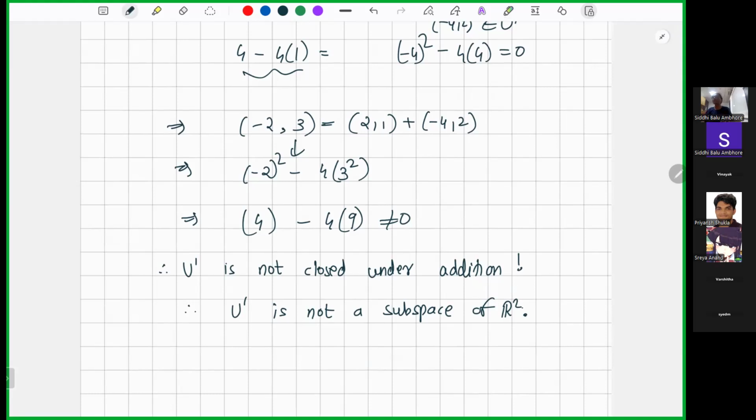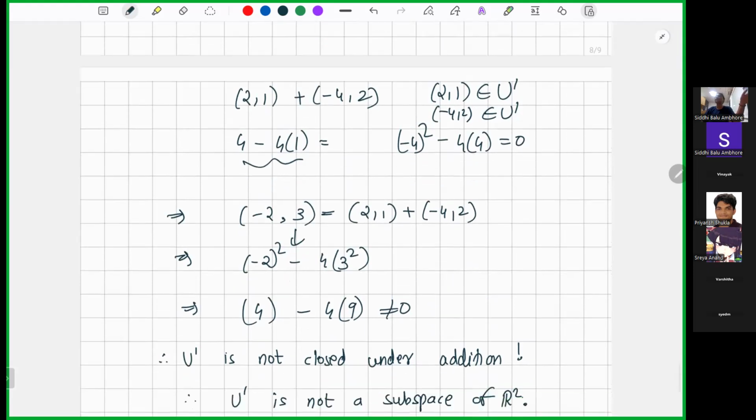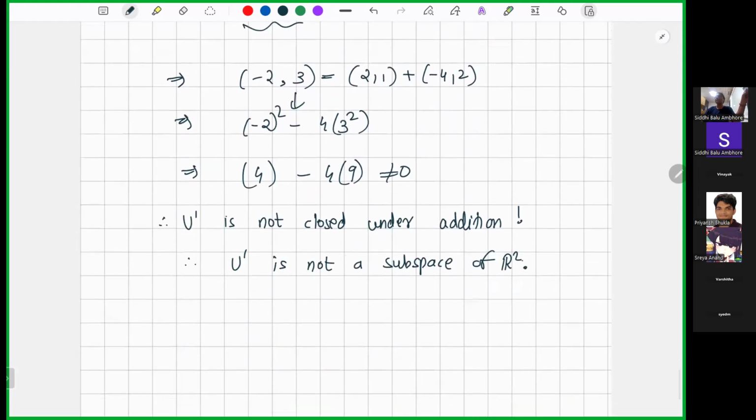Is this okay? We were just checking the conditions and we arrived at a point where we saw that the condition is not satisfied, and we just try to obtain the explicit example to understand that given subset is indeed not a subspace of a given vector space R2, since it is not closed under addition.